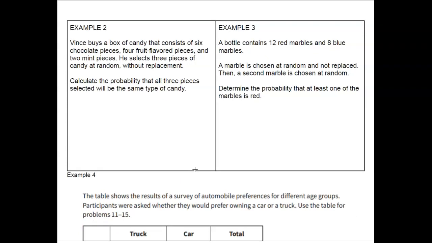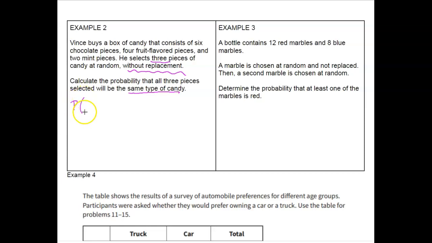Example 2, Vince buys a box of candy. We've got 6 chocolate pieces, 4 fruit flavored pieces, and 2 mint. He wants 3 pieces of candy, and he is not going to put them back. So we're going to act like he's selecting them one at a time. Find the probability that all 3 pieces will be the same type of candy. So really, we have some scenarios.